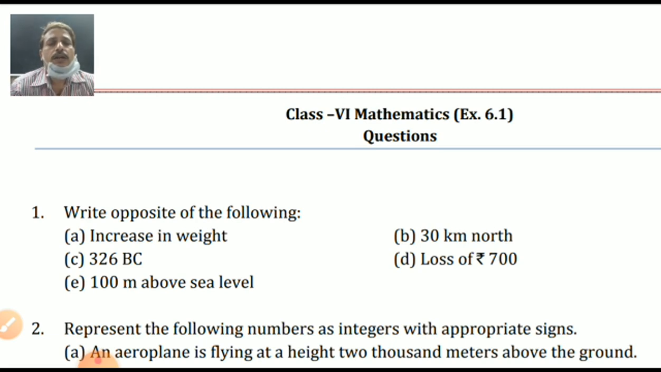Questions are here. Write the opposite of the following: increase in weight, 30 km north, 326 BC, loss of 700 rupees, 100 meter above sea level. Student, this is the integers lesson. Integer is a number which includes positive numbers, negative numbers and 0. So opposite means whatever the plus, then minus. So we can say increase then means a decrease. North then opposite direction is south. Very good students. So like that way we can find the answers.